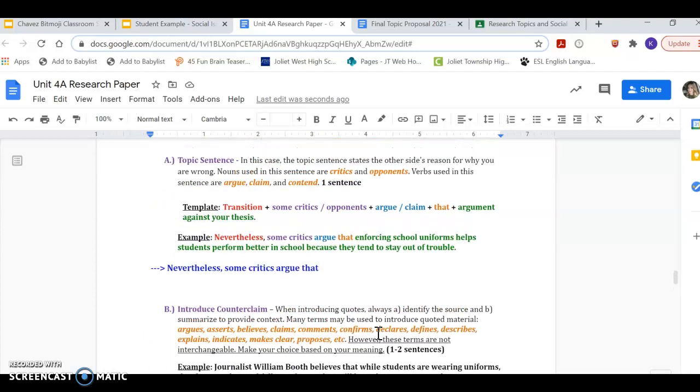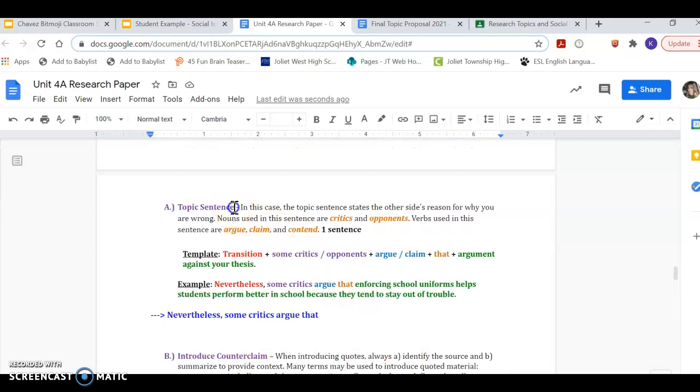So now that I have my quote, I'm going right back, circling to the topic sentence, letter A. And again, this topic sentence states the other side's reason for why you are wrong. So this is a debate in your paper. So this time you will start with using nouns such as critics or opponents, and you will continue again by using a verb such as argue, claim, contend. In this section, again, as the title says, is only one sentence, topic sentence. You can follow the template, which is color-coded, start with a transition, followed by your noun, followed by your verb, and then your opponent's argument.